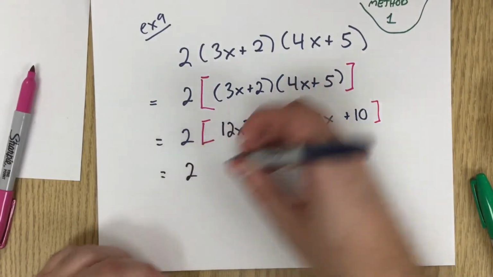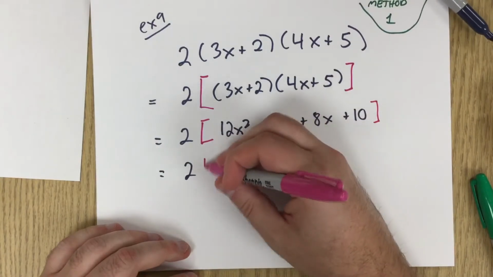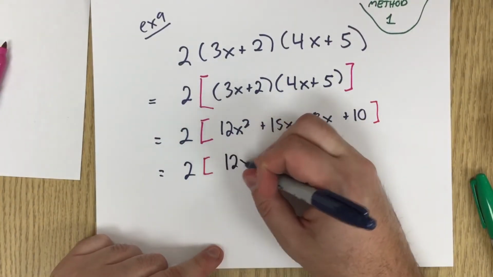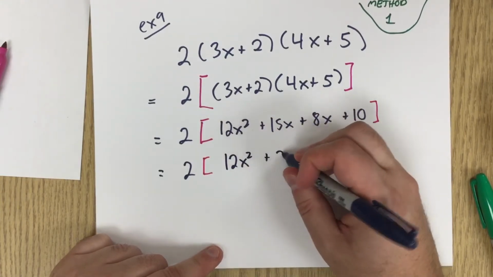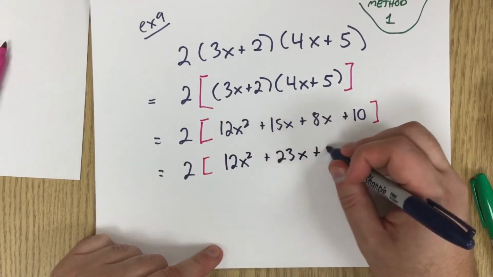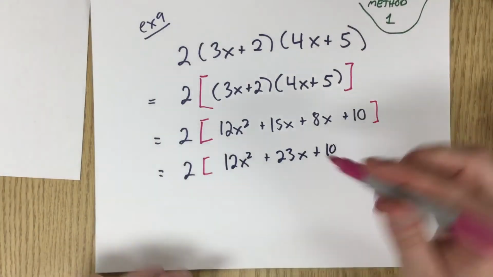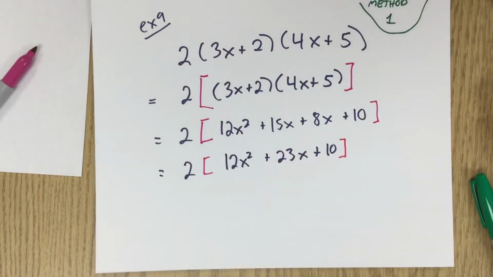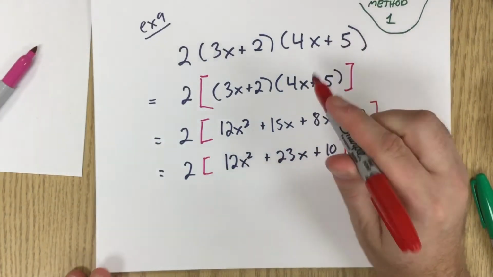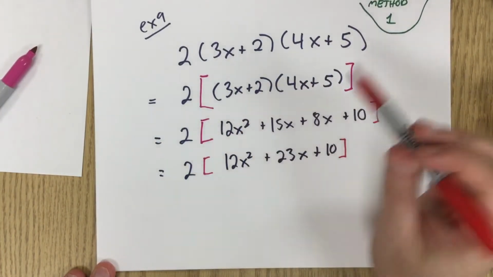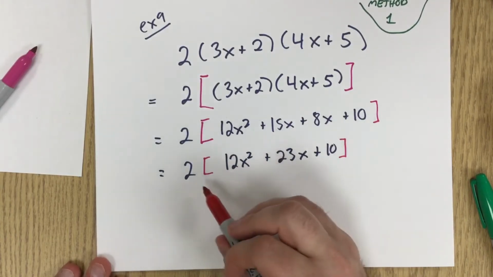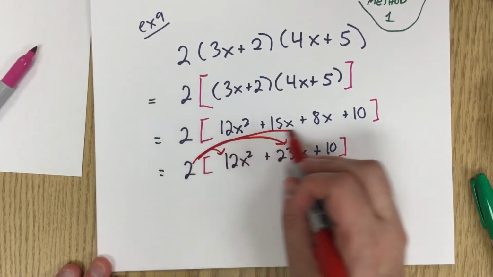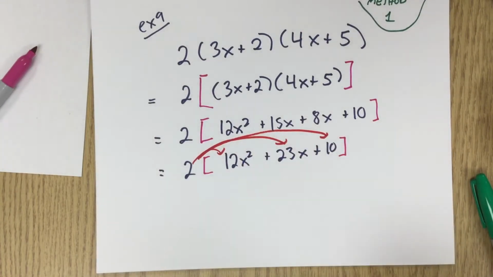Then I'm going to combine my like terms here because I feel like it. Though technically I don't have to, but I'm going to. Plus 23x plus 10. So I FOILed it. So I didn't explain what FOIL was, but I multiplied these things first. And then what I did was, I'm going to take this 2 now, I'm going to multiply it to each term in the bracket. So I'm going to expand that bracket.